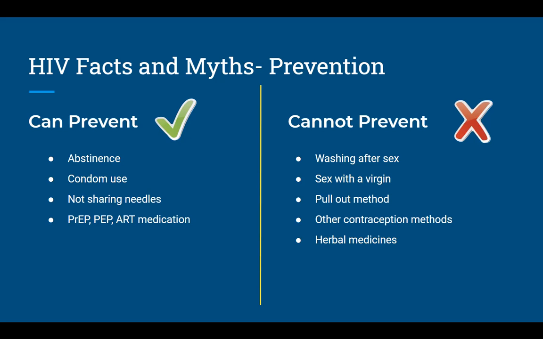Ways that you cannot prevent HIV, so basically HIV will still be transmitted, are washing after sex, having sex with a virgin, the pull-out method, so basically that's sex without a condom, other contraception methods, and herbal medicines.